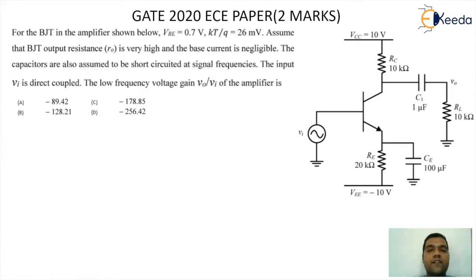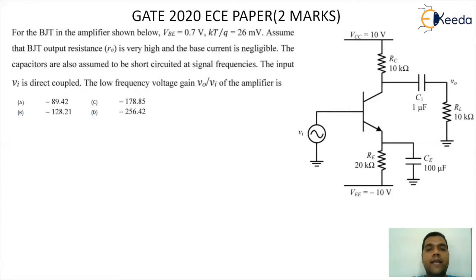Whenever we talk about the frequency response, we go for 3 types of analysis: mid frequency analysis, low frequency analysis, and high frequency analysis. Whenever we talk about the low frequency analysis, we talk about the presence of the coupling and the bypass capacitor. But as per the data, it is mentioned clearly that the coupling capacitors will work like a short circuit, as well as the bypass capacitor. So we are not going for any frequency calculation or any capacitor or resistor calculation. We are going for the gain calculation at low frequency.